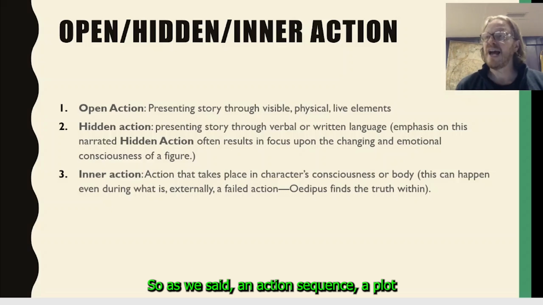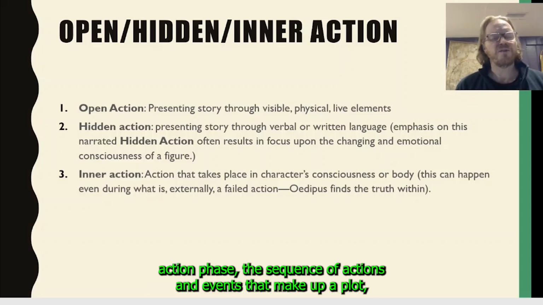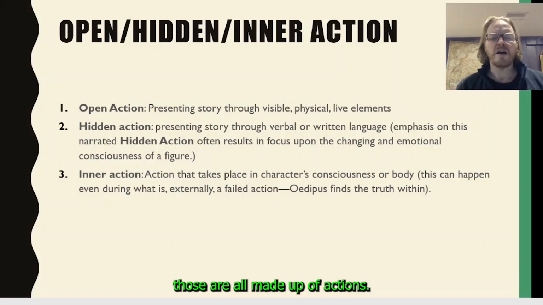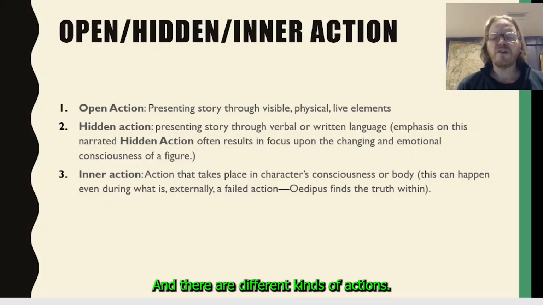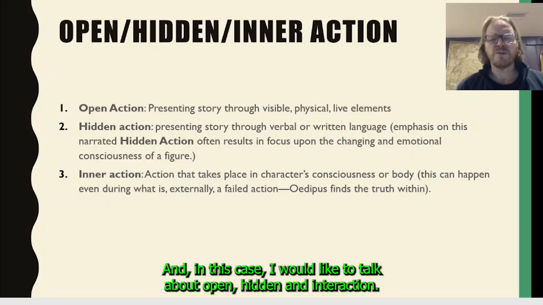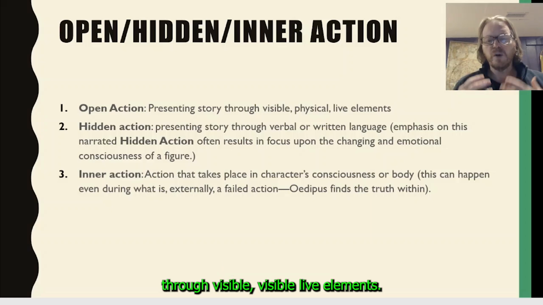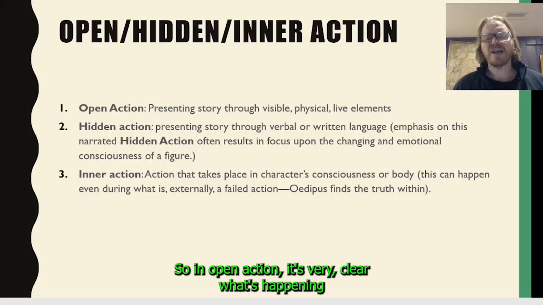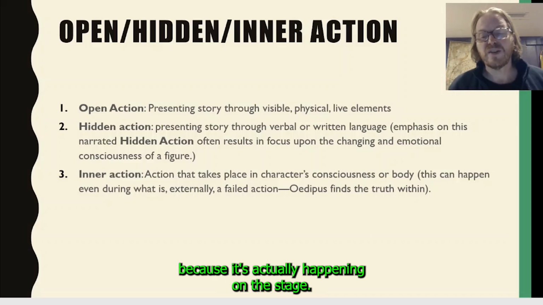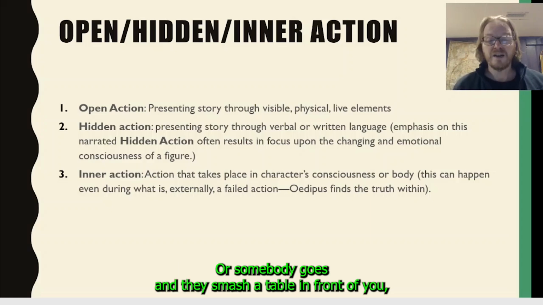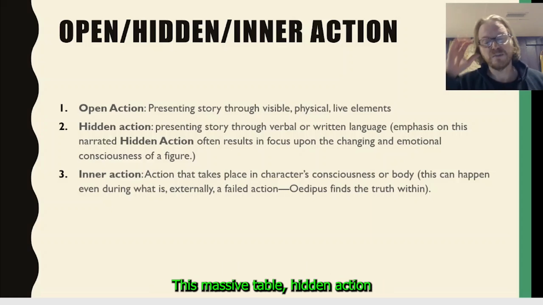So as we said, an action sequence, a plot, action phase, the sequence of actions and events that make up a plot, those are all made up of actions. And there are different kinds of actions. And in this case, I would like to talk about open, hidden, and interaction. So open action is when a story is presented through visible live elements. So in open action, it's very clear what's happening because it's actually happening on the stage. So if somebody goes and they smash a table in front of you, that's open action. It happened right in front of you, they smashed the table.